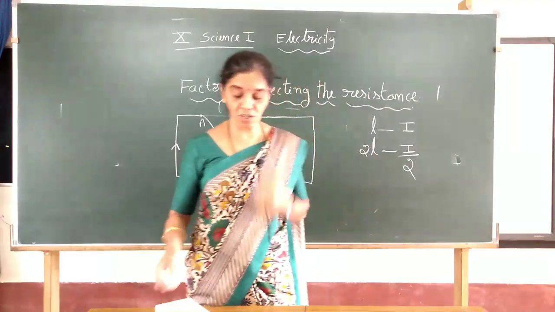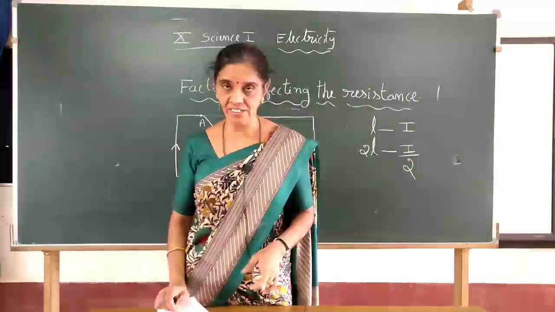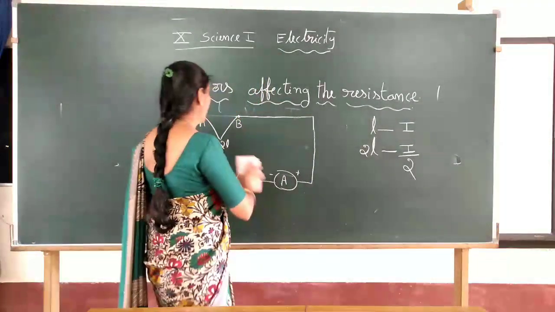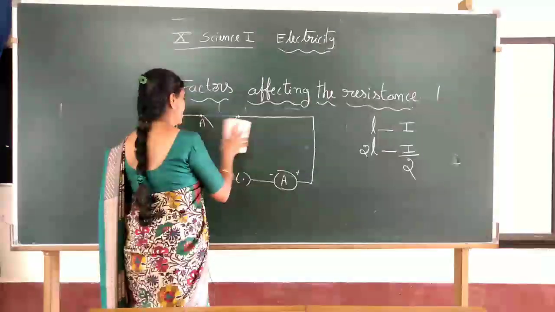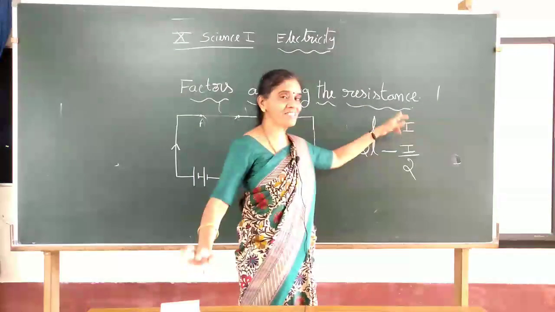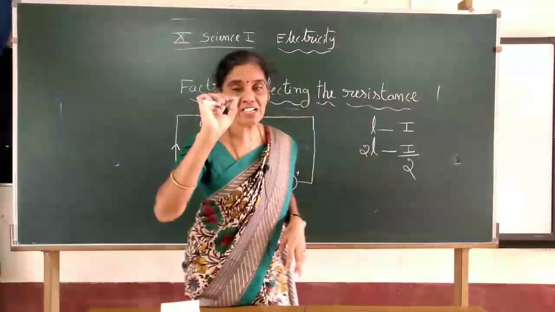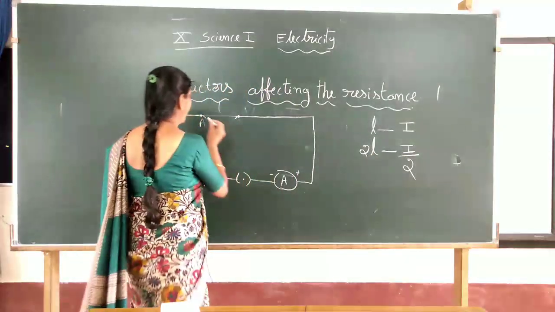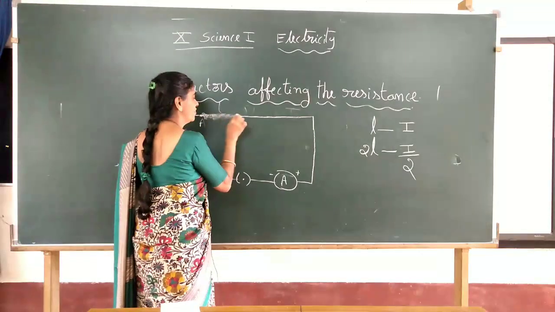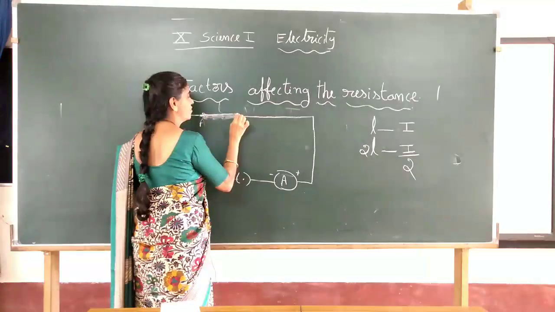And in the next stage, what do you have to do? You have to take the same material, the conducting wire nichrome, but you change the thickness now. First you have taken length L. Now you take the same length, same material, but alter the thickness. So you now take a much thicker nichrome material.